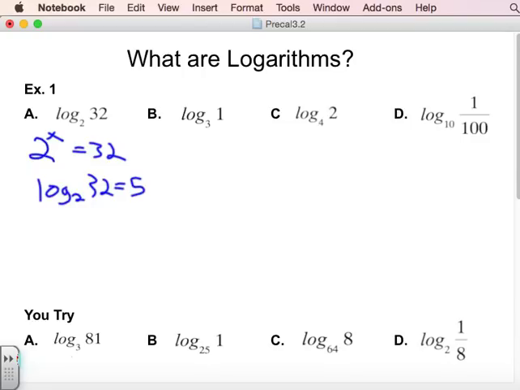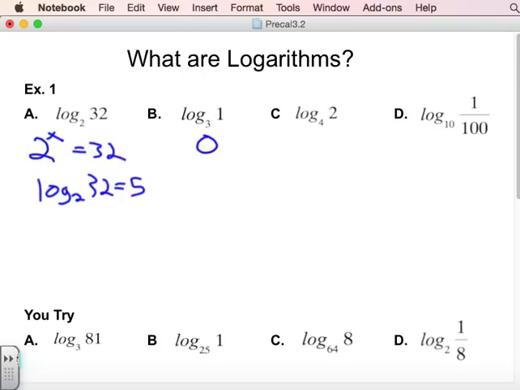All right, so again, it's just whatever the log base is, you're thinking, what do I raise that number to give me the other number that I'm taking the log base of? Okay, so log base 3 of 1. What would I raise 3 to give me 1? Well, we know that anything raised to 0 is 1. So log base 3 of 1 would be 0. 3 raised to the 0 power is 1. Right? Anything raised to 0 is 1.